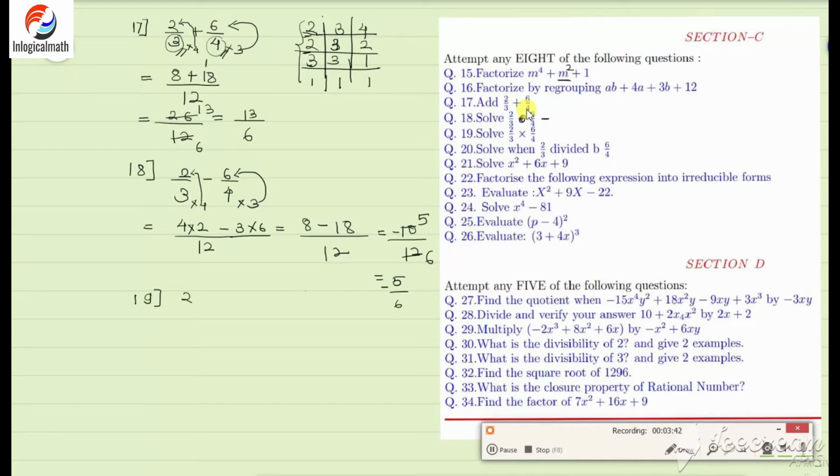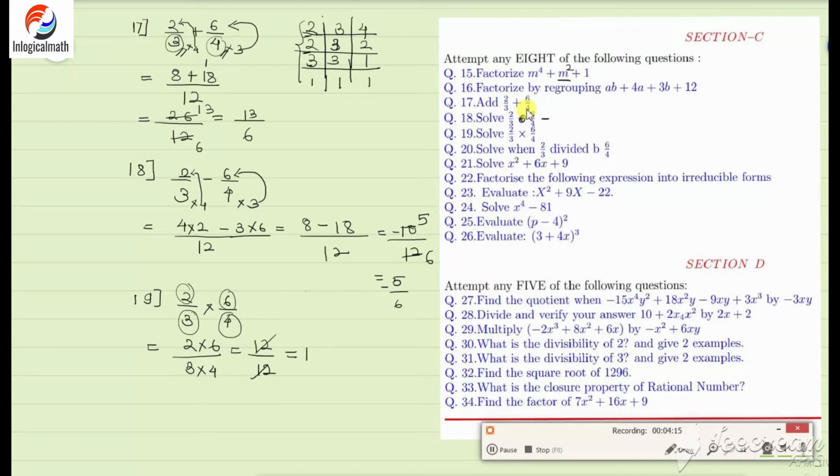Question 19 is multiplication of fractions. So 2 by 3 multiply 6 by 4. See, numerator is multiplied with numerator and denominator with denominator. So 2 multiply 6 and 3 multiply 4. 2 6s are 12 upon 3 4s are 12. So this 12 cancels with this 12, and the answer is 1.